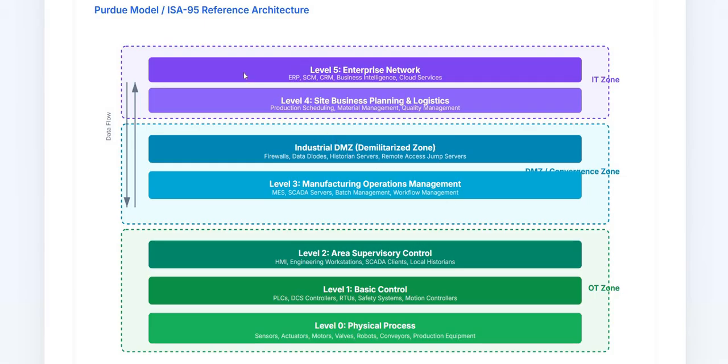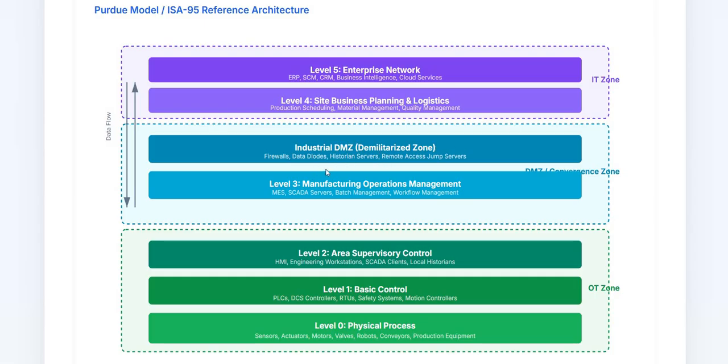Start at the top. Levels 5 and 4 represent enterprise and site planning. These layers answer questions like what to build, when to build it, and where inventory should go. Decisions follow downward as schedules and targets. Next is the industrial DMZ. What's that? I mean demilitarized zone.